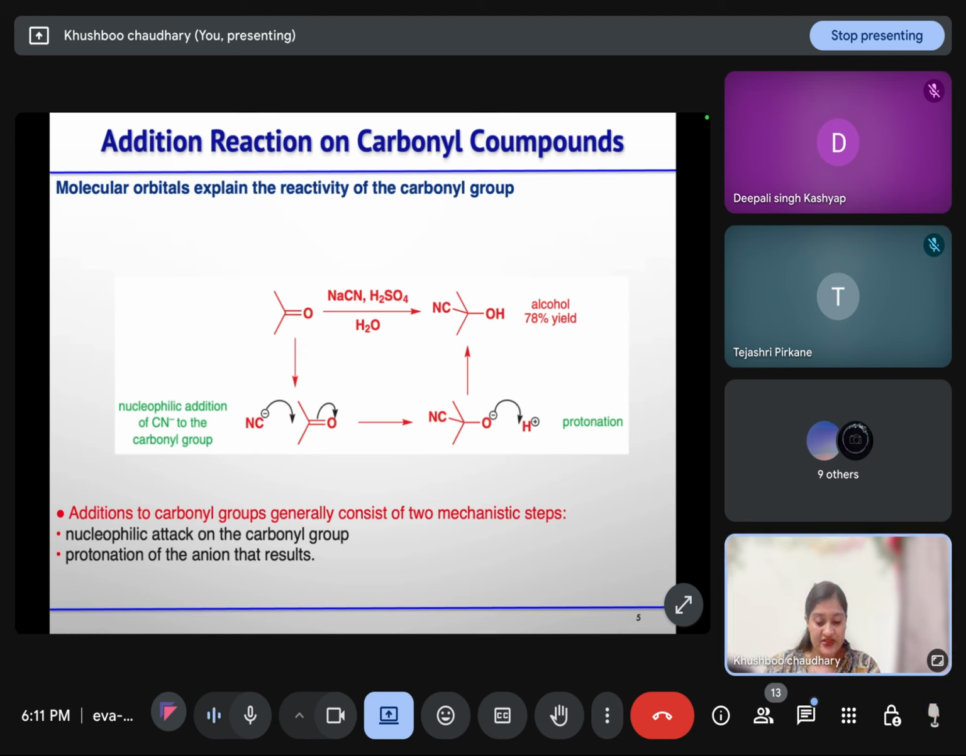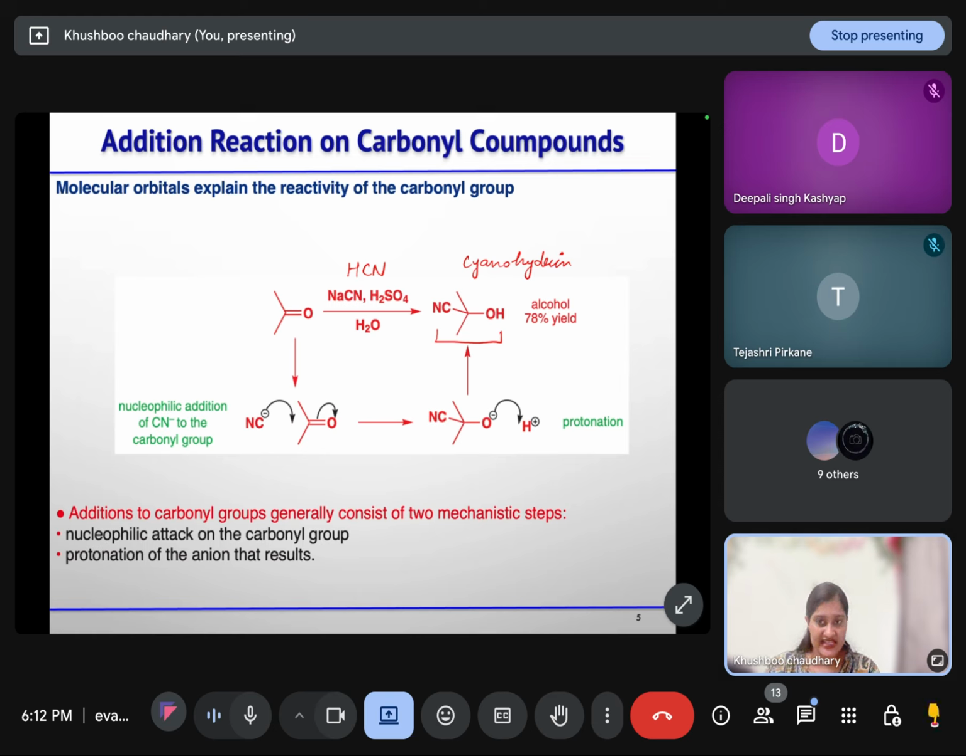Now let's move on to the next topic, the addition reaction on carbonyl compounds. The first simple reaction is the formation of cyanohydrin, where we take acetone and treat it with sodium cyanide in the presence of sulfuric acid and water. It will form this cyanohydrin. This is a simple addition of NaCN and water; acid will form HCN. So addition of HCN is taking place on the carbonyl carbon, the C double bond O.